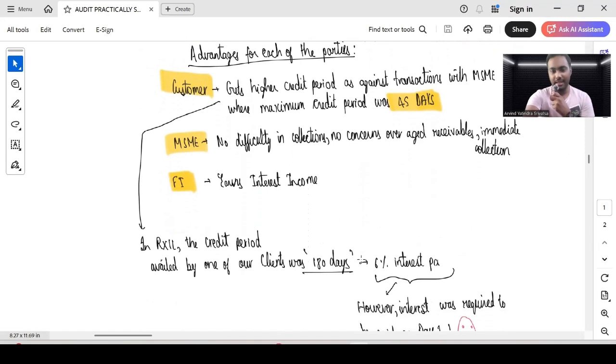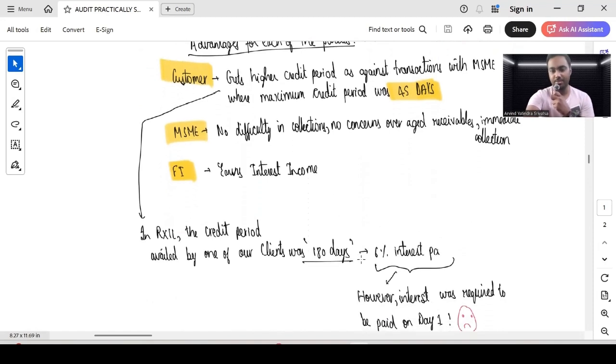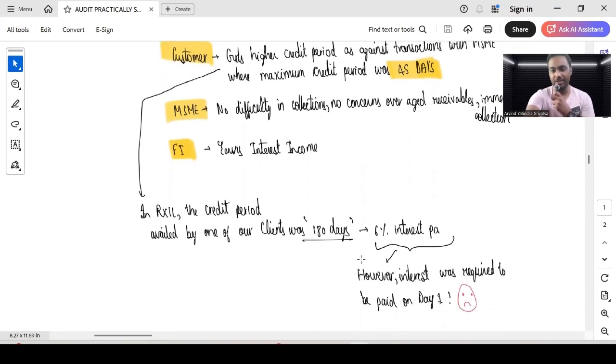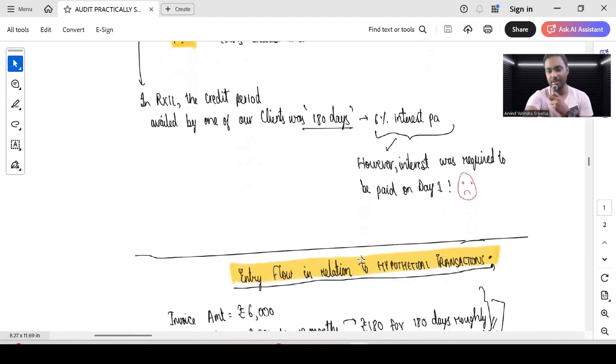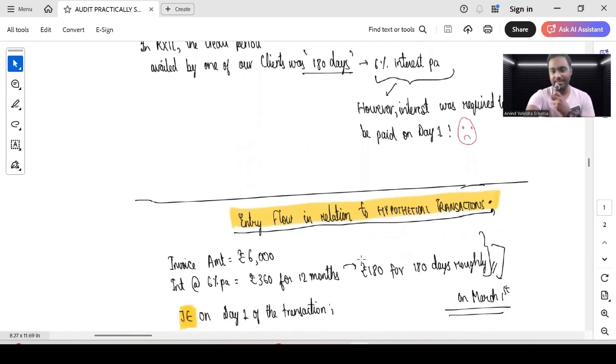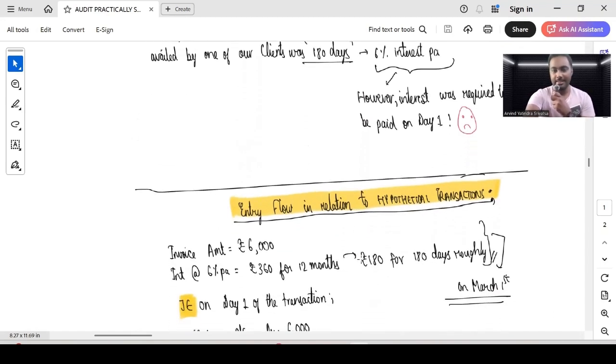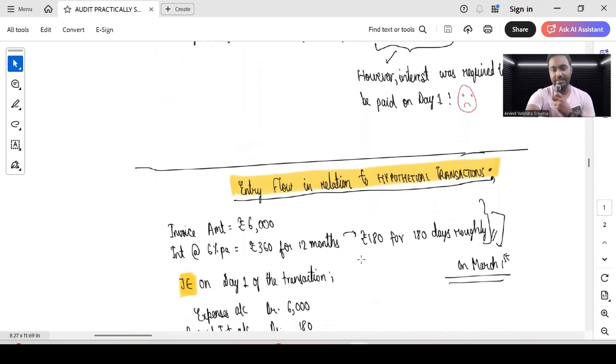As I told you earlier, in RxSale, the credit period availed by one of our clients was 180 days, and the interest rate was 6% per annum. However, the interest was required to be paid on day 1. That was the slight limitation. But apart from that, this was a very good mechanism. So let's take the entry flow in relation to a hypothetical transaction, guys. Let's say the invoice amount is 6,000 and there is interest at 6% per annum. Interest at 6% per annum would come to rupees 360 for 12 months. But our credit period is only 180 days, so it would be roughly rupees 180 for 180 days.